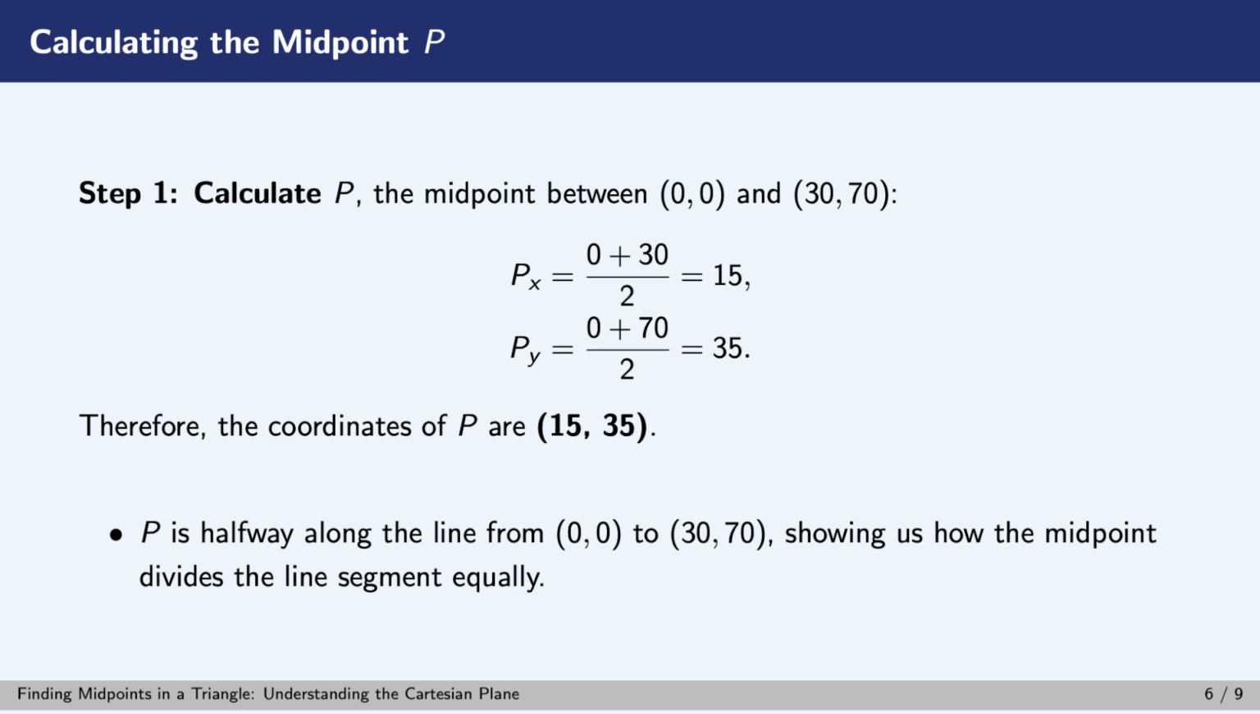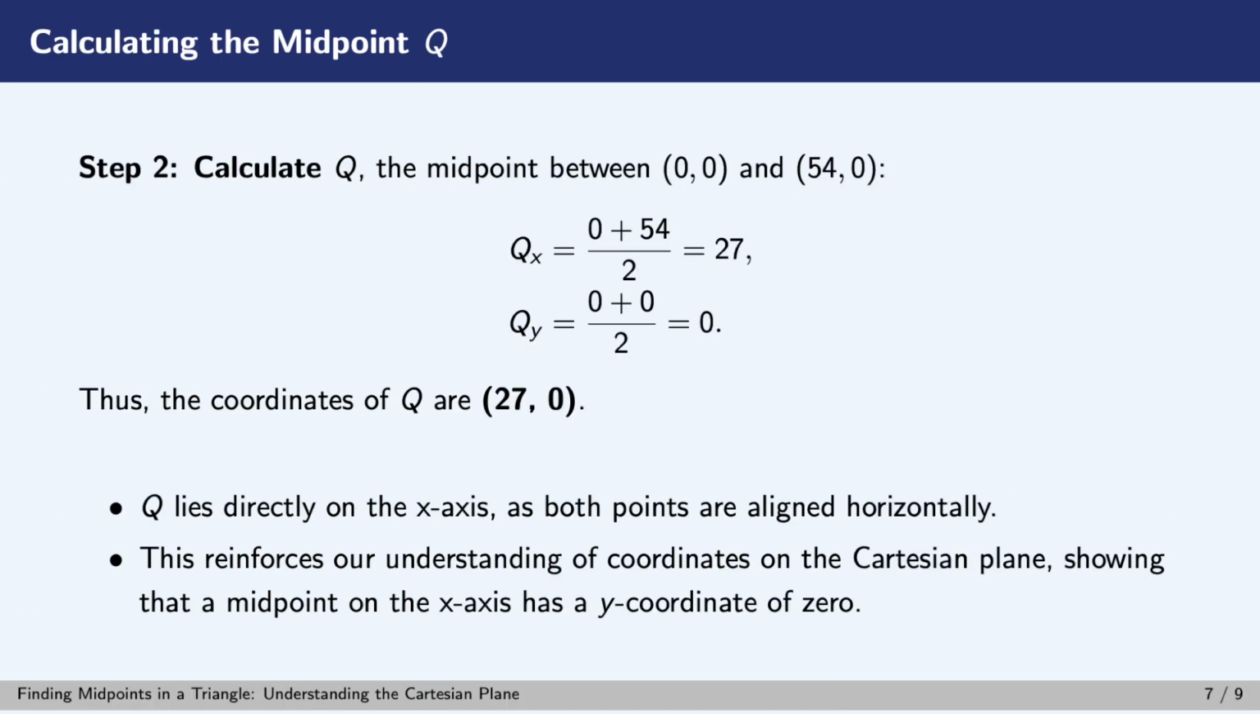Here we are, finding point P, the midpoint of the line connecting 0, 0 and 30, 70. Let's break it down. For the x-coordinate of point P, we add 0 and 30, which gives 30, then divide by 2, giving us 15. For the y-coordinate of point P, we add 0 and 70, giving 70, then divide by 2, giving us 35. So point P is at 15, 35. This point divides the line between 0, 0 and 30, 70 right in half. Let's head to the next slide to look at point Q.